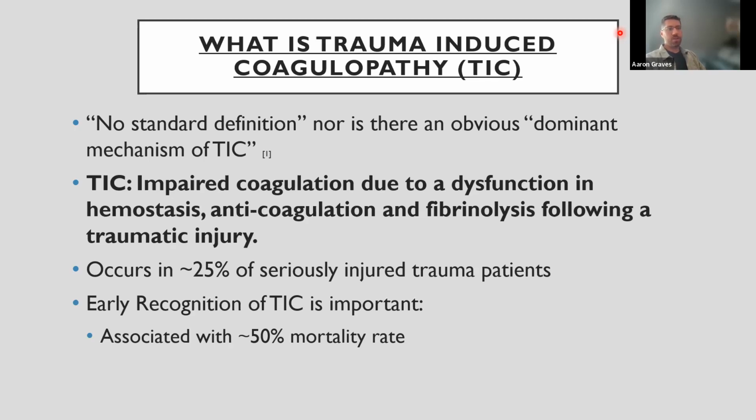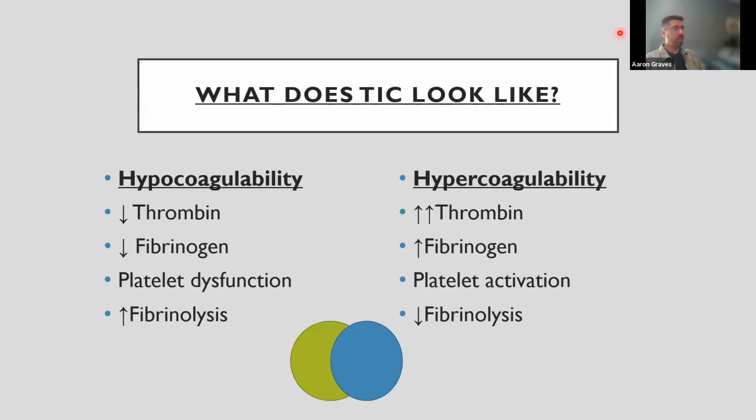My definition, from reading the literature, is that TIC is impaired coagulation due to dysfunction in hemostasis, anticoagulation, and fibrinolysis following a traumatic injury. This occurs in approximately 25% of severely injured trauma patients, and early recognition is incredibly important because it's associated with an incredibly high mortality rate.